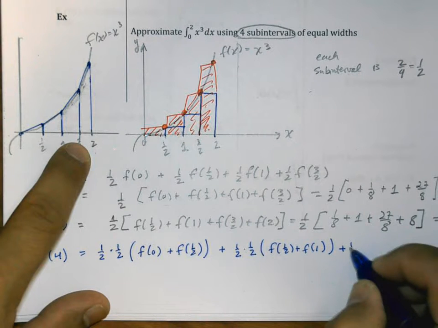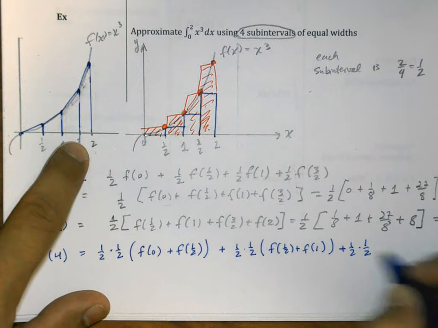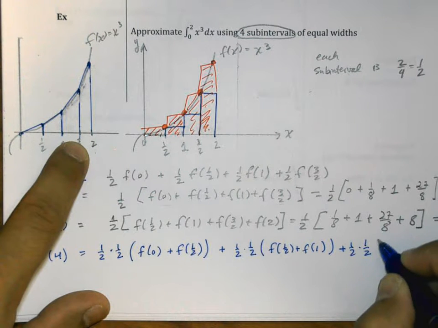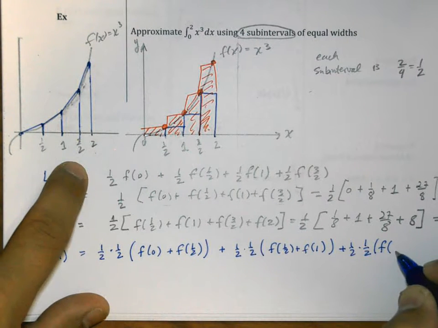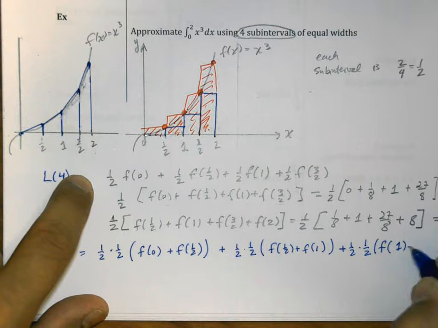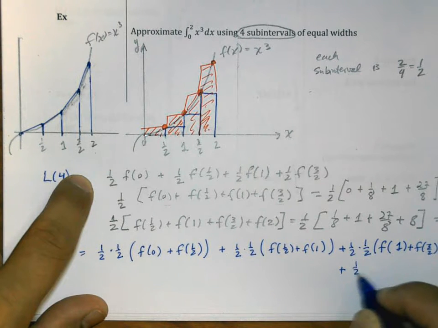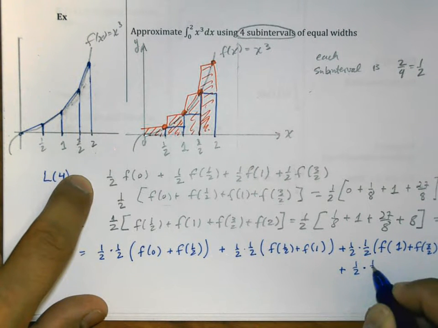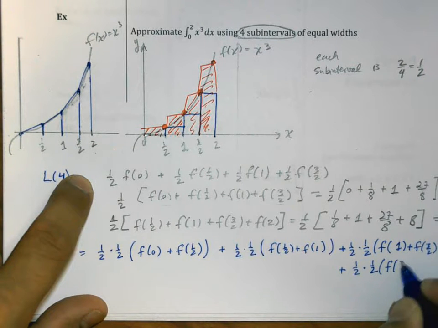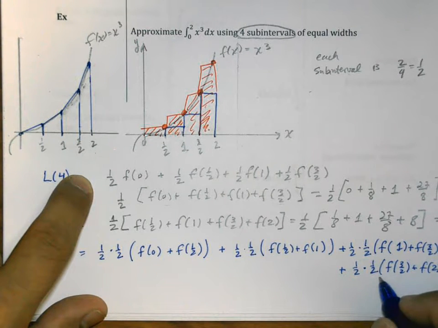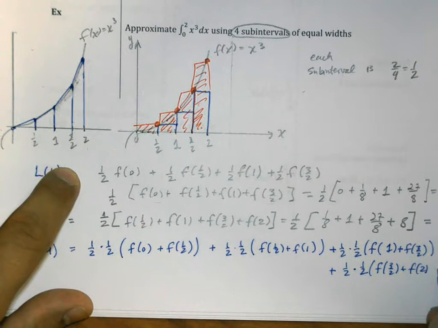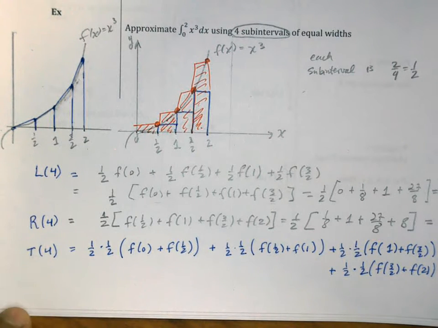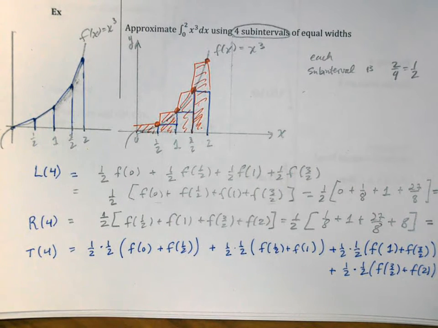Next, 1/2 times the height, times the next base, which is f of 1 plus f of 3/2. And then 1/2 times the height times the sum of one of the bases and the other base. So we got this expression here. All we have to really do is evaluate each of it.